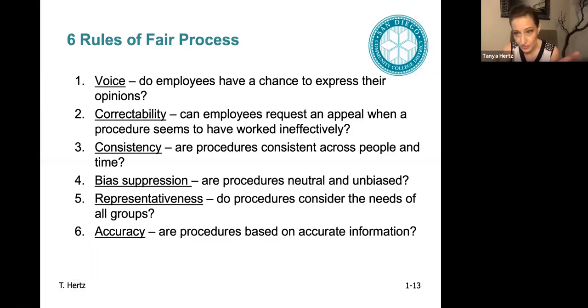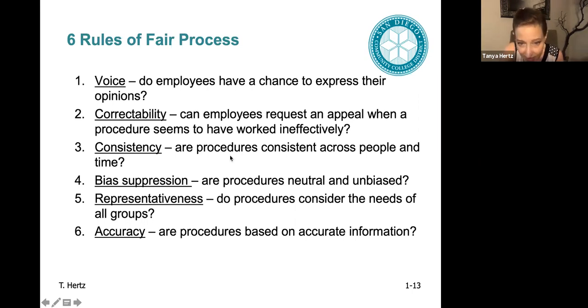These are the rules of fair process right here. Did you have a voice in the process? Do you have a chance to express your opinion, to say if you don't like something, and to generally believe that the leader or the organization, the authority in general, would change it? Is there correctability? If something is not right, do you have a way to appeal that decision if the procedure didn't work the way it was supposed to? Is there consistency? Are the decisions being made free from any biases, personal preferences? Are they neutral?